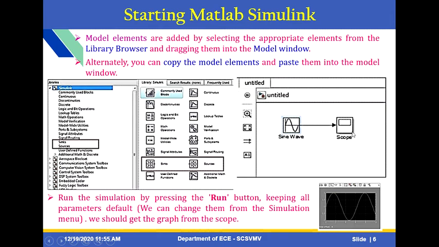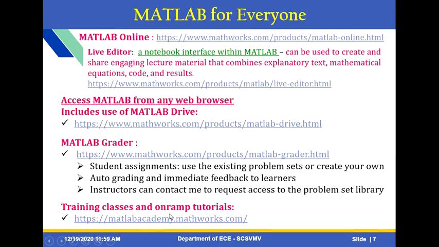For example, scope. Just drag and drop it into your new model. Then you connect the sine wave generator and scope. Then click run, and you will get this sine wave. If you double click on the sine wave block, you are able to change the properties of the sine wave generator. For example, you can give the amplitude, frequency, and all things. Run the simulation by pressing the run button, keeping all parameters default. If you want to change them, you can change.